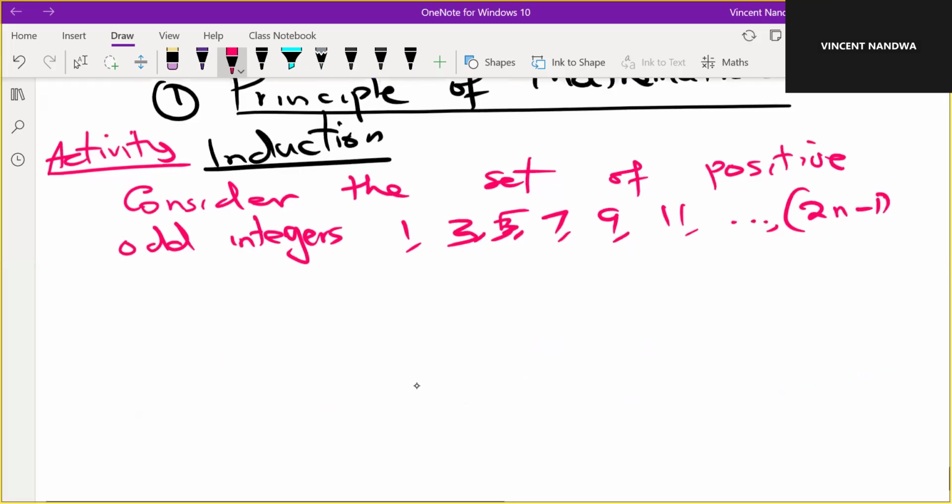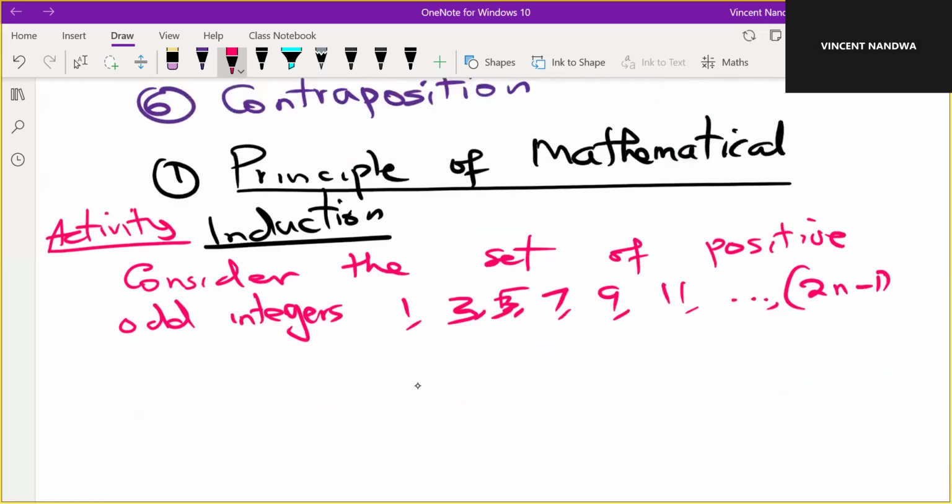So I want us to recall that when we say 2n minus 1, that's the way we write a general odd number. That's not necessarily positive, but that's how we generally write an odd number. So consider that list of odd positive integers. So I want us to do the sum of these numbers.